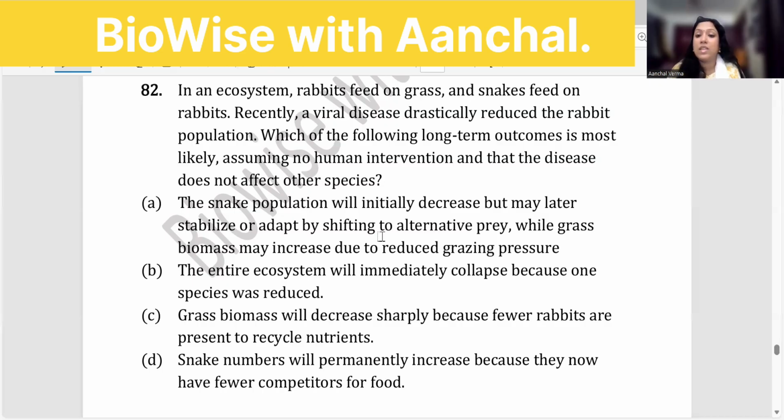The snake population will initially decrease but may later stabilize or adapt by shifting to alternative prey, while grass biomass may increase due to reduced grazing pressure. The entire ecosystem will immediately collapse because one species was reduced? No. Grass biomass will decrease? No. Snake number will permanently increase because they now have fewer competitors for food? They are not competing for the food. The first option: initially there will be a decrease, but later on they will find other prey, because there is a food web. So initially it will go down, but later on it will find another food.